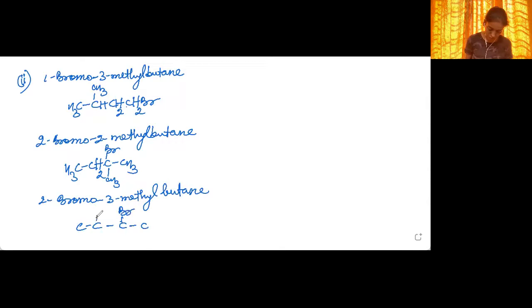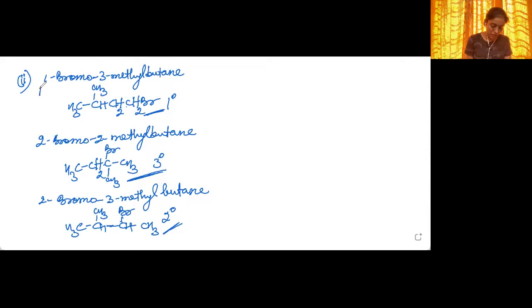Second position is bromine, and here it is CH3. Now if you see here, this is again primary, this is tertiary, this is secondary. Just like this, it is similar to the first part of the question. So here there is minimum steric hindrance, here it is the maximum steric hindrance, here in between steric hindrance. So again the order will be the same.